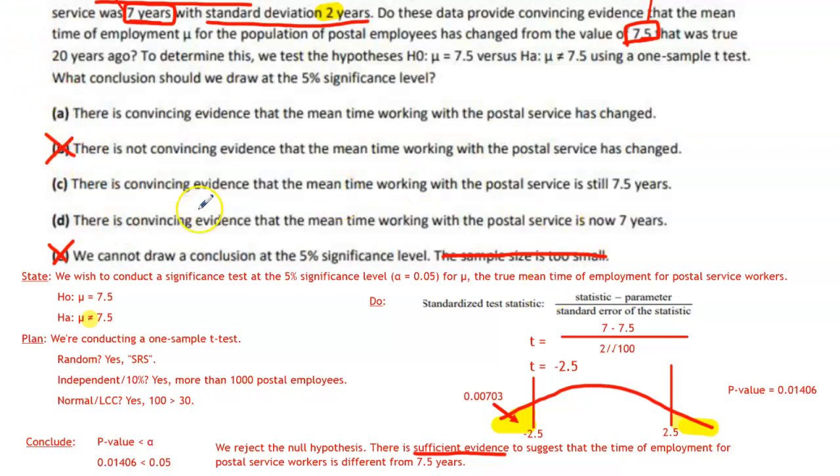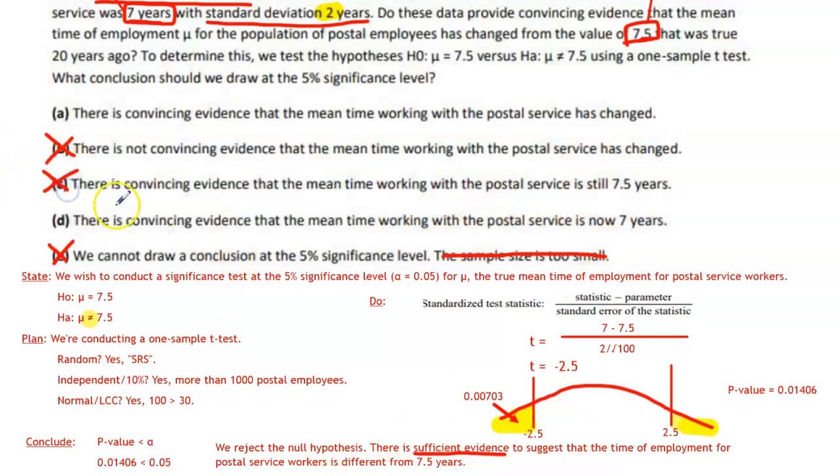For letter C, it says there's convincing evidence that the mean working time is still 7.5 years. Well, we don't use evidence to prove the null hypothesis. We use evidence to try to disprove the null hypothesis. So we're not saying that 7.5 years is correct. We're saying that 7.5 years is incorrect. So this one's no good.